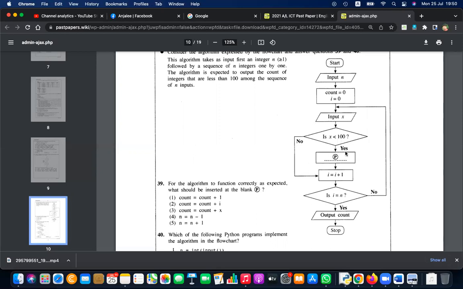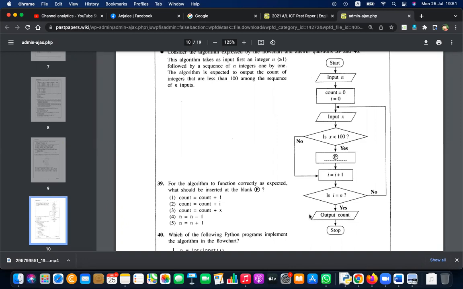The shape is a rectangle. Rectangles are for processes. I equals I plus 1 is a process. Then, is I equal to n? Decision. Okay, so what is this?